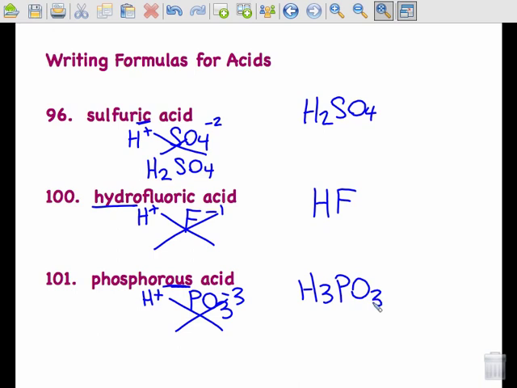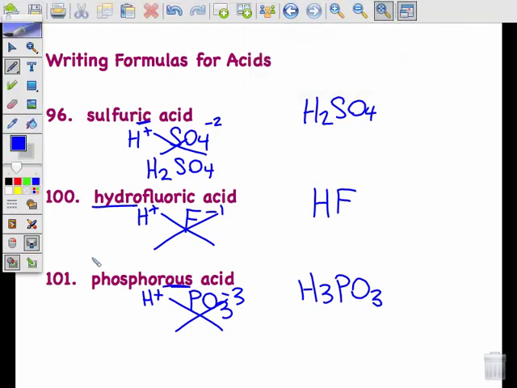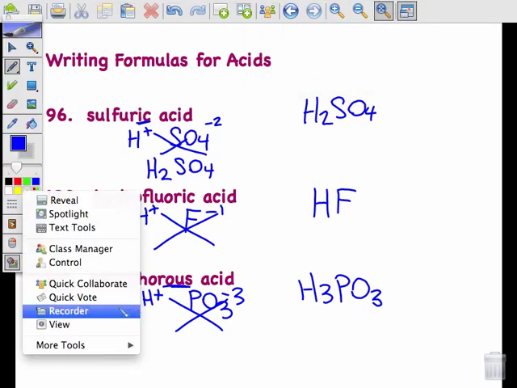Notice I never added anything to the one at the end, the anion or the polyatomic. It's always going to be added to the H, which makes the subscripts easier. And that is how you write the formulas.